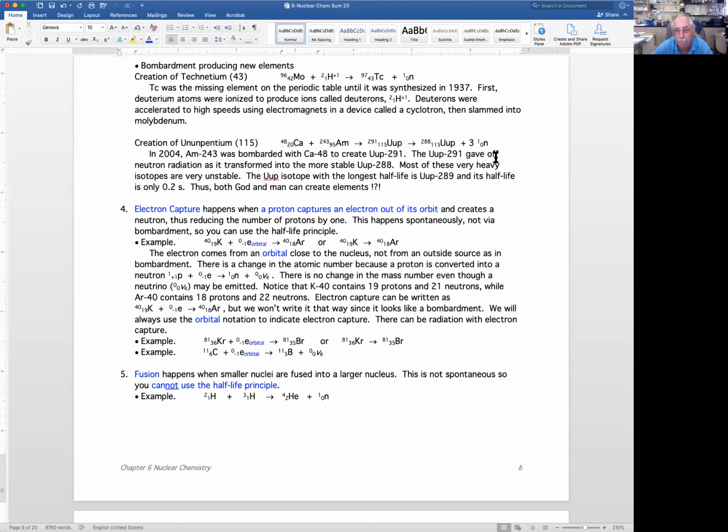Okay. So this part of the reaction is bombardment. This part of the reaction is radiation. Does that make sense? This part is not spontaneous. This part is spontaneous. So of the isotopes of 115 that they were able to make, the one that is the longest lasting, its half-life is only 0.2 seconds.